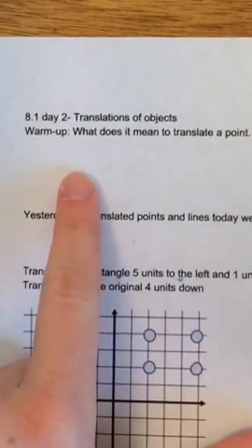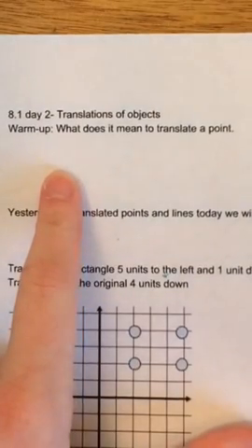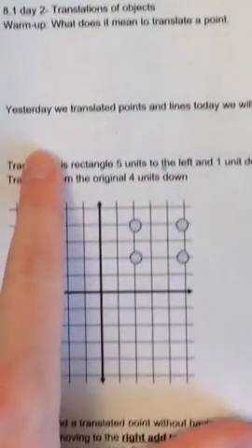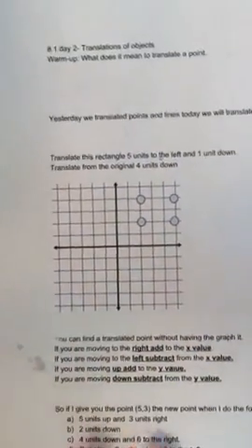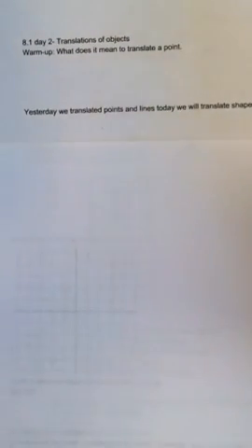Now your warm-up is: what does it mean to translate a point? So you might need to go back to those notes from yesterday and remember. Yesterday we translated points and lines, and today we're going to focus more on shapes. Big shapes. So remember, translation is moving something up or down or left to right, or a combination thereof.